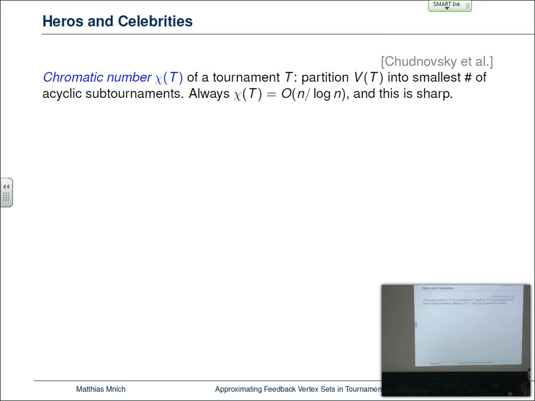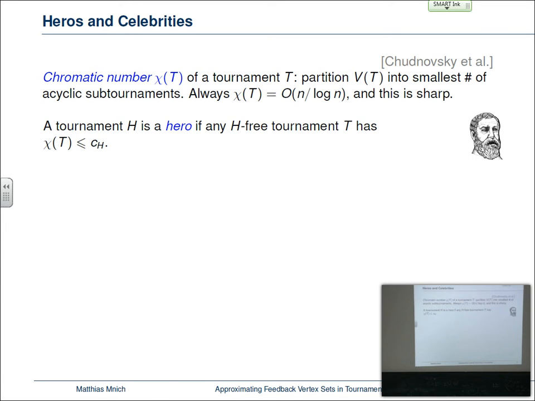It has been defined, so the chromatic number of a digraph is just the smallest number of partition classes into which you can partition a digraph such that each class induces an acyclic tournament or an acyclic digraph. And in general, you can always find a partition into at most n divided by log n many classes, and this is sharp for random tournaments.